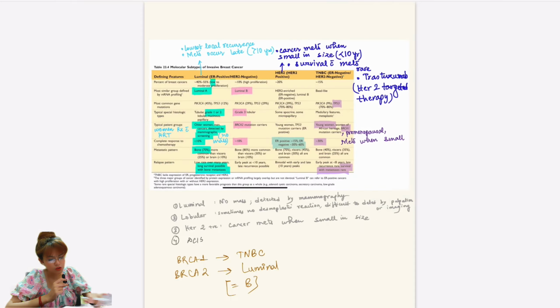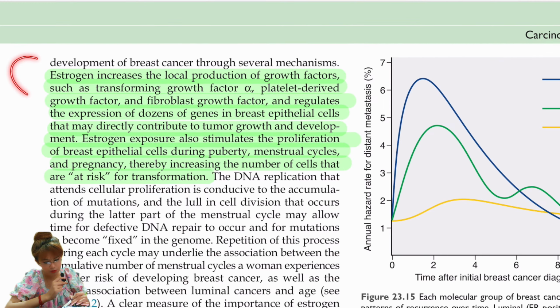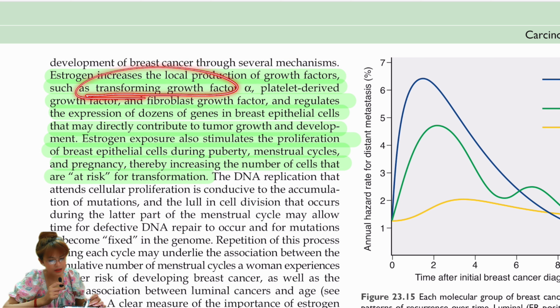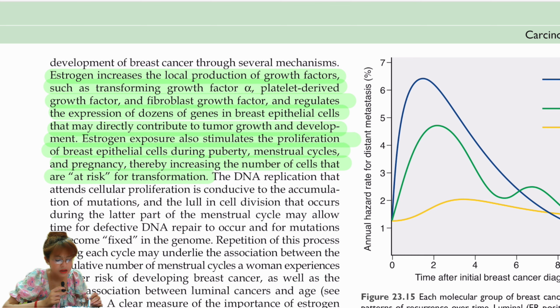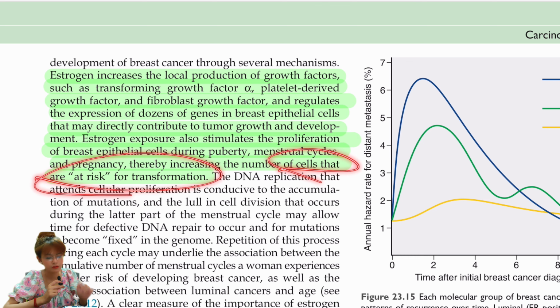Now why does estrogen cause cancer? This is again an important point to understand. Estrogen increases the local production of growth factors such as transforming growth factor alpha, platelet-derived growth factor, and fibroblast growth factor, and regulates the expression of dozens of genes in breast epithelial cells that may directly contribute to tumor growth and development. Estrogen exposure also stimulates the proliferation of breast epithelial cells during puberty, the menstrual cycle, and pregnancy, and therefore increases the number of cells that are at risk for transformation.